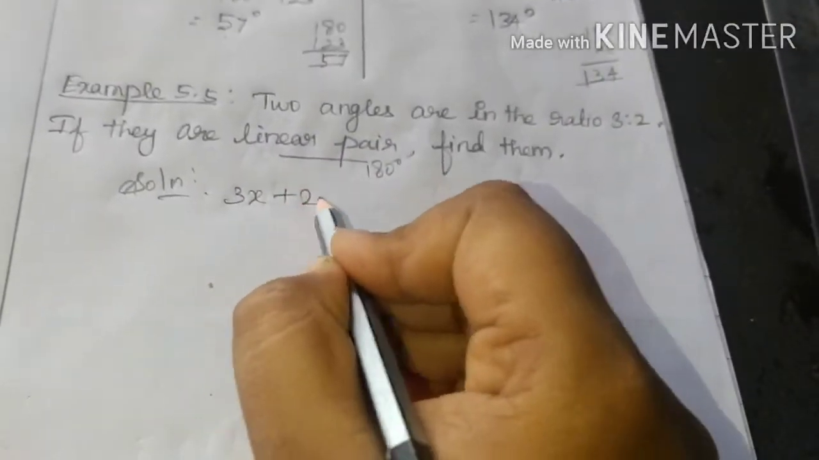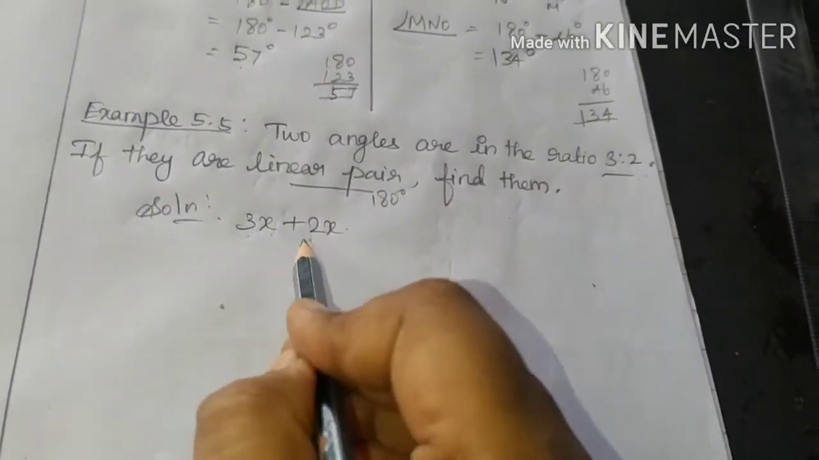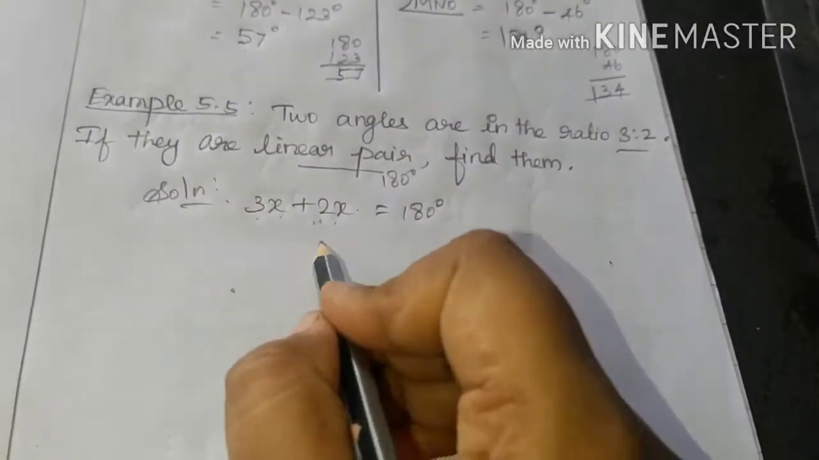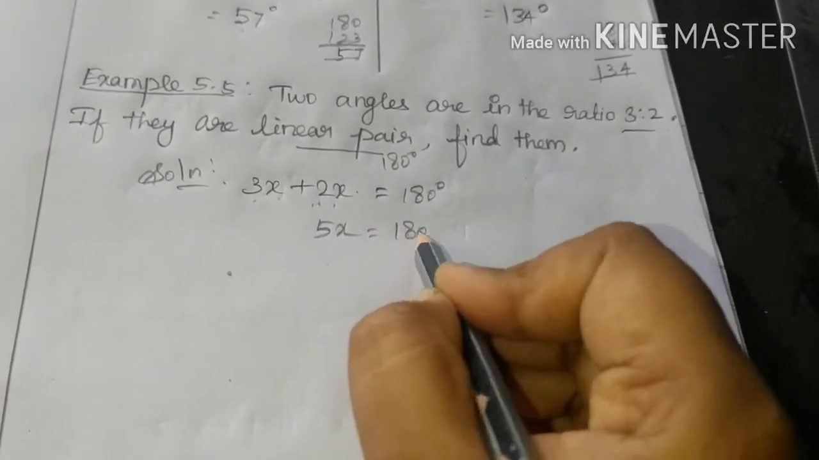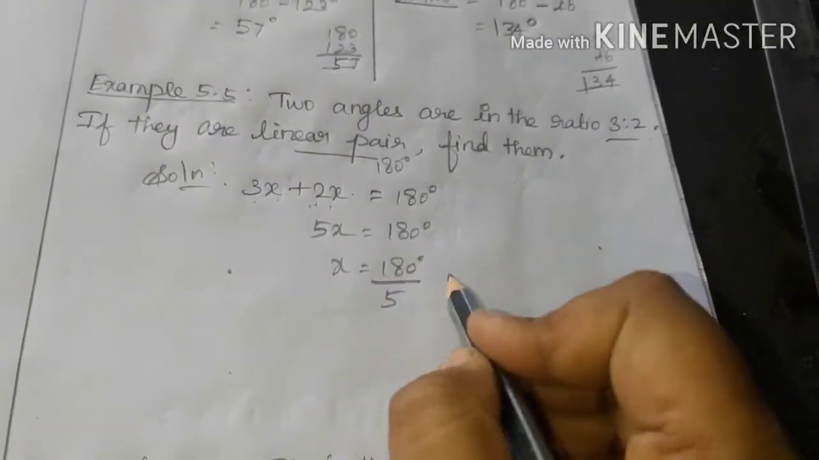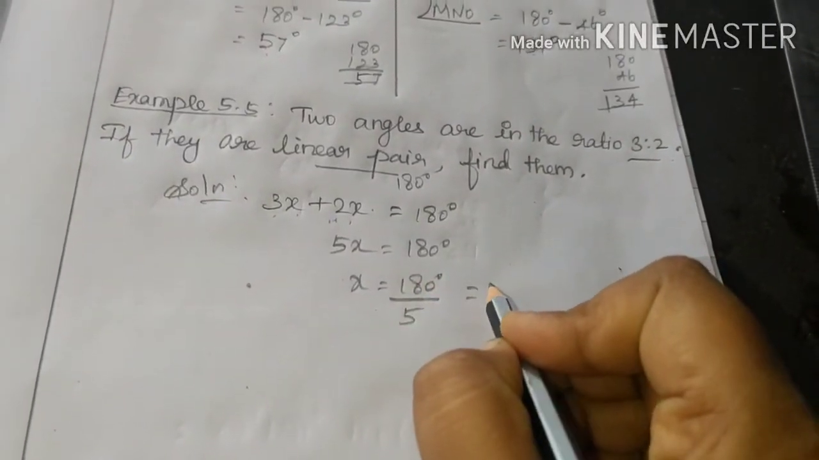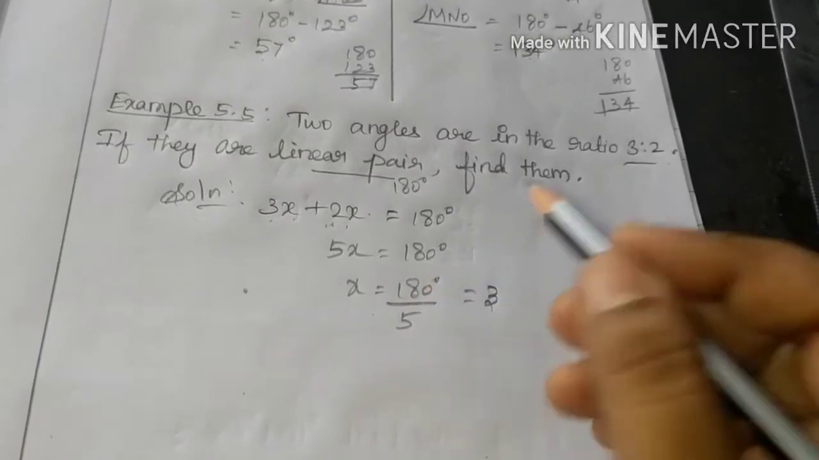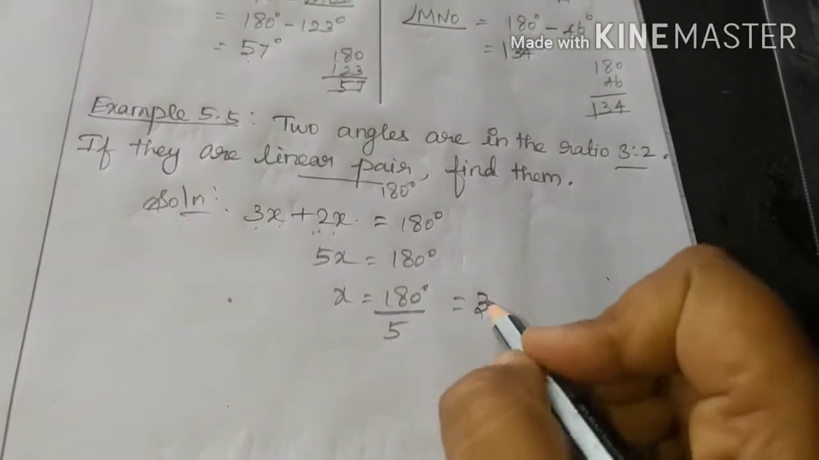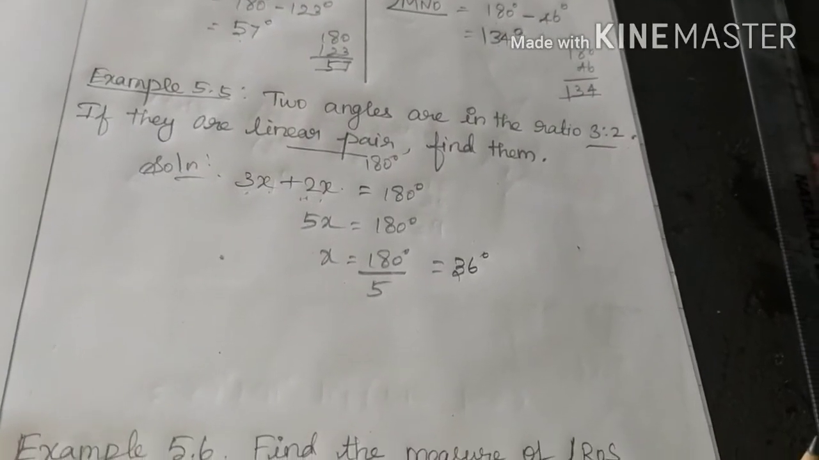3x plus 2x, that is the 3:2 ratio. 3x plus 2x equal to 180 degree. 3 plus 2 is 5x equal to 180 degree. So x equal to 180 degree divided by 5. What will I get? 180 divided by 5. Can anyone say? 5 3s are 15, correct? So 30, how many times in the 5 table? 6 times. So 5 6s are 30. I will get x equal to 36 degree.